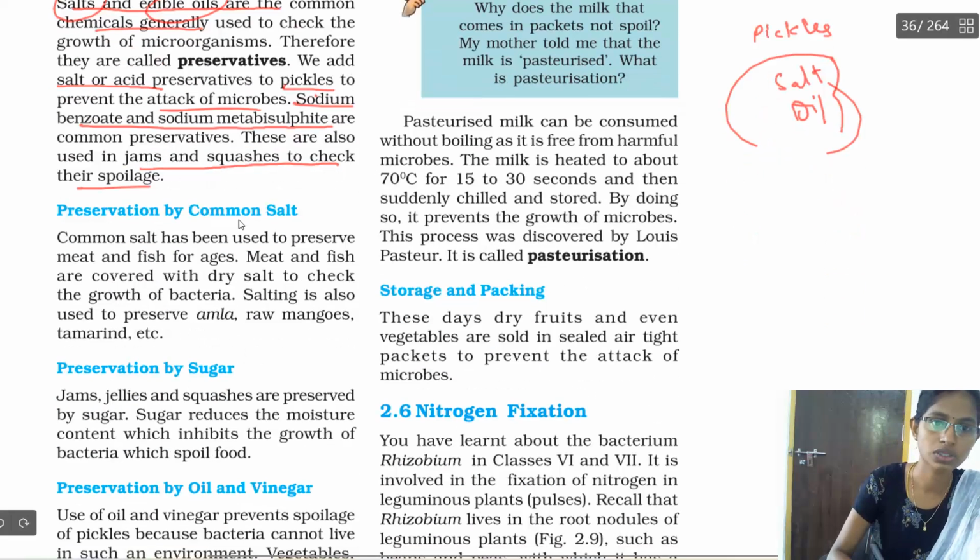And then next, how preservation is done by common salt. Common salt has been used to preserve meat and fish for ages, okay?